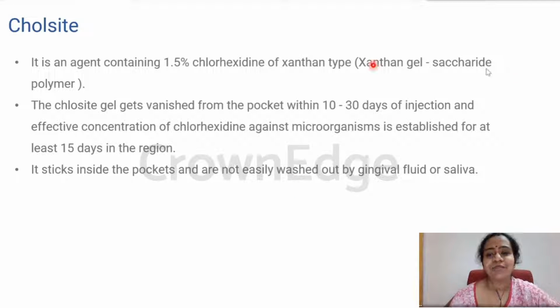Xanthan is a saccharide polymer. Okay, it's a xanthan type of gel, like I told you, 1.5%. See, even the agent you can find mostly by its name only. Sometimes, like PerioCol, you'll be able to find the carrier with the name of the drug. But the concentration is where we need to remember the values. So it's a 1.5% gel of chlorhexidine in a xanthan base.